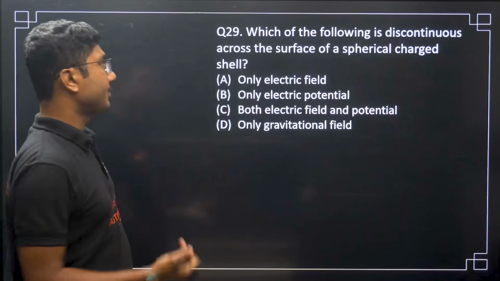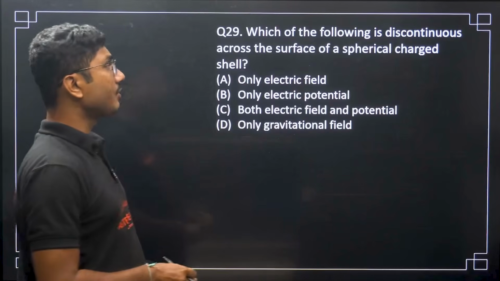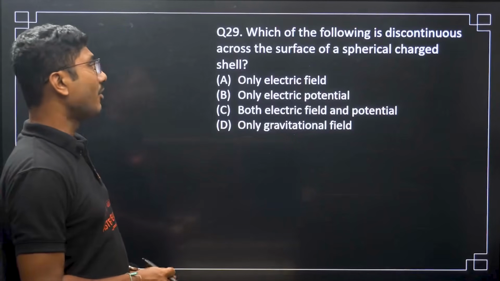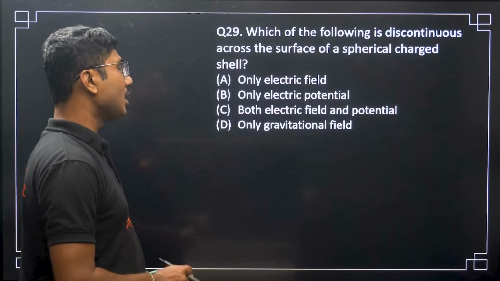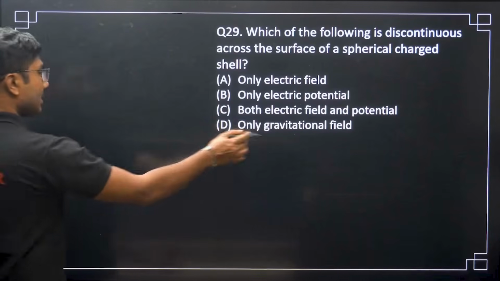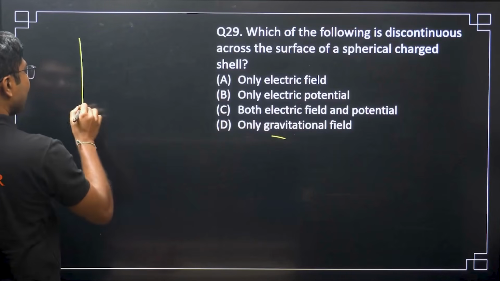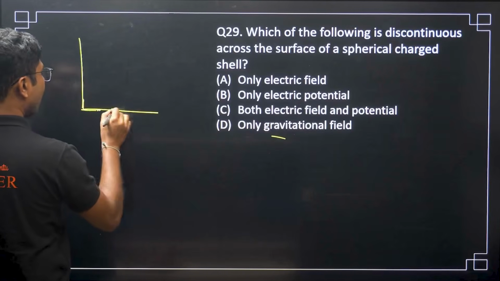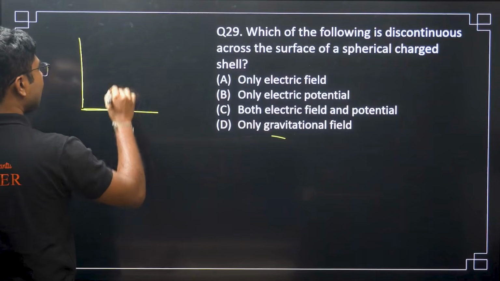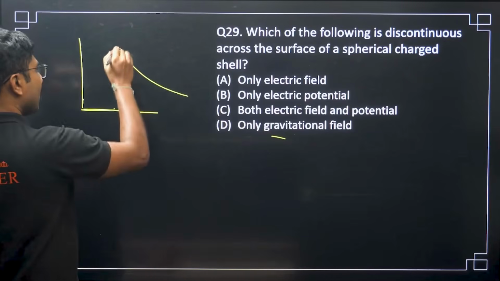Very important question. Which of the following is discontinuous across the surface of a spherically charged shell? Only electric field, only electric potential, both electric field and potential, only gravitational field. So obviously this is a bad distraction. So if you see that electric field was 0 up to the surface, and suddenly it increases and then it goes back to 0 again. So there is a discontinuity.